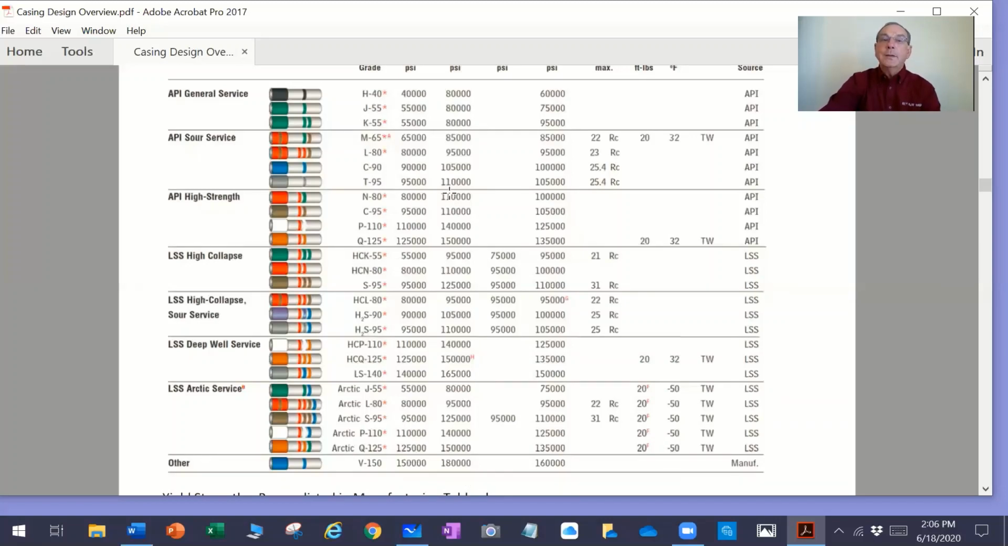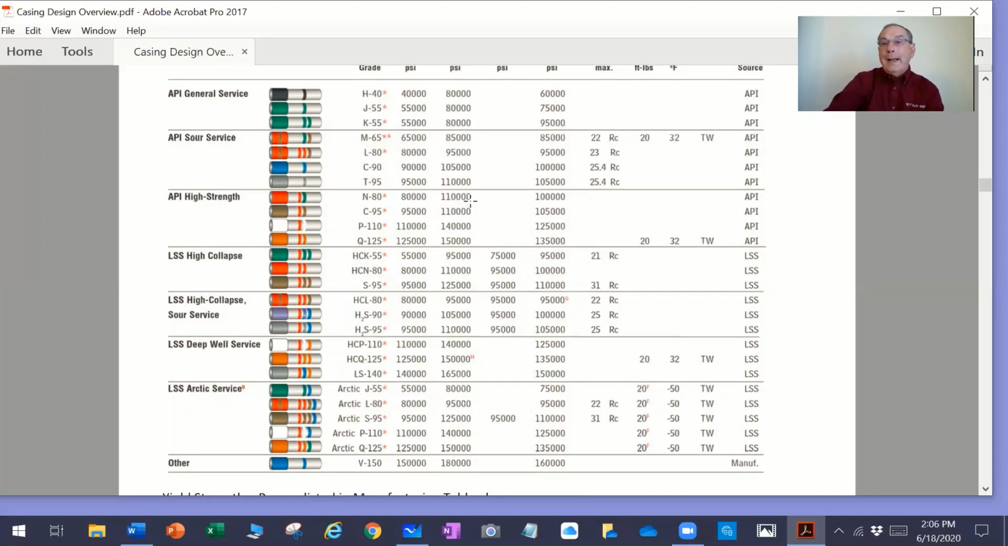So that means in order for an API facility to manufacture casing, it has to be between 80,000 yield strength and 110,000. Pretty wide range. It happens to be 30,000. Now, the manufacturers of casing, they don't want to have any failures. I mean, they're making casing to sell. It costs them money if they have something that doesn't pass inspection.